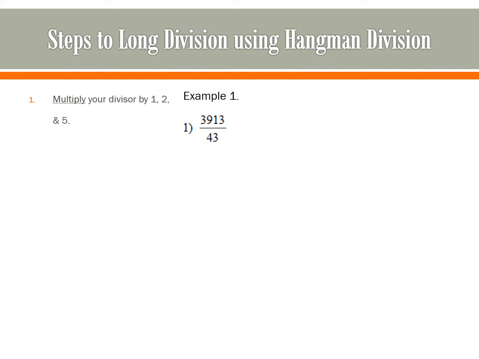Okay, so if we're given a problem like 3,913 divided by 43, we want to multiply that divisor, which remember is the denominator in this fraction, the bottom of the fraction, by 3 numbers: 1, 2, and 5. So let's go ahead and do that first.